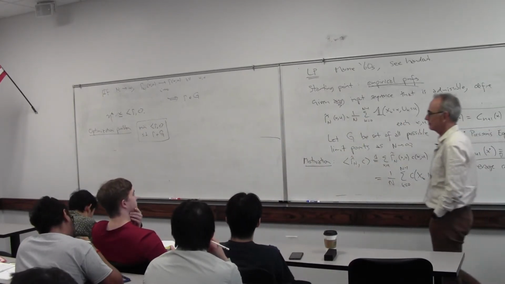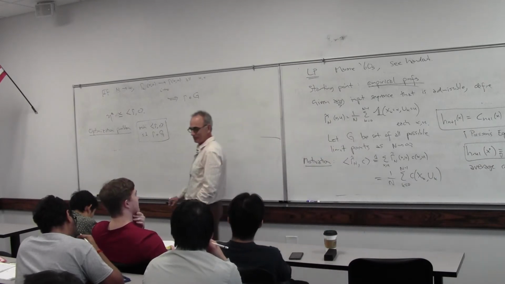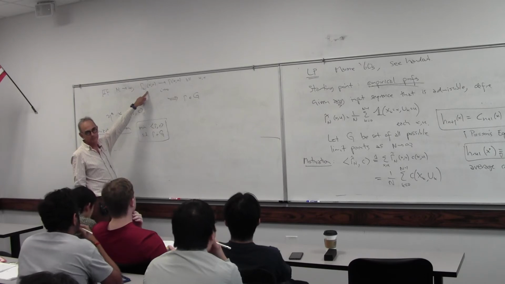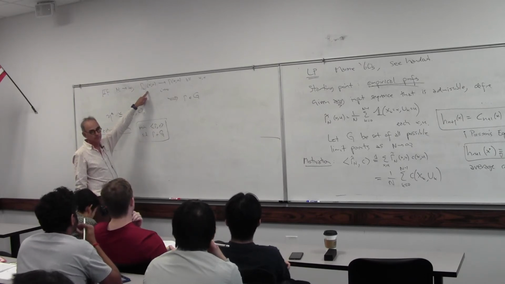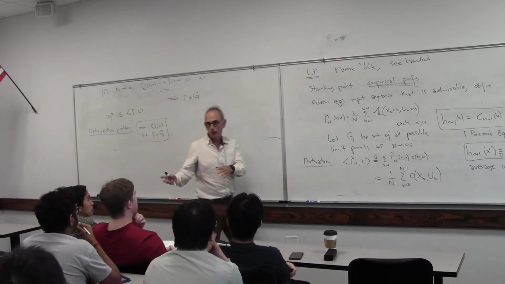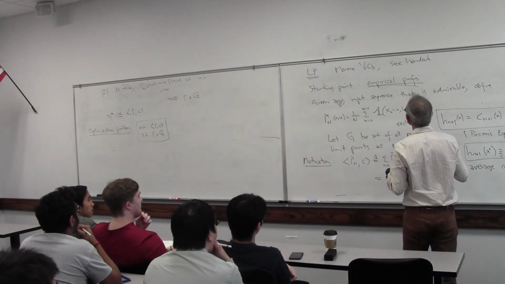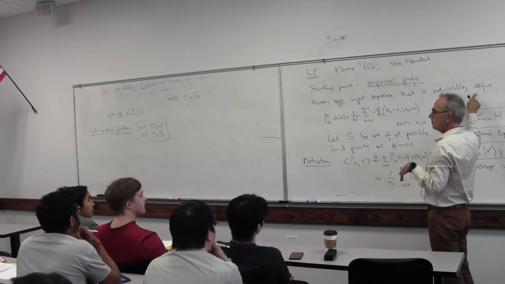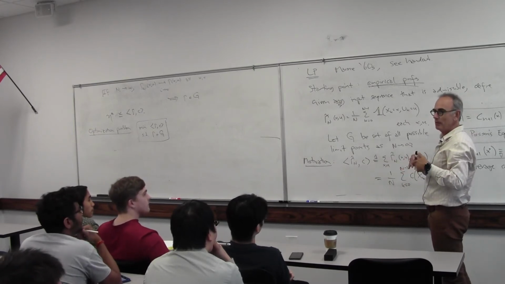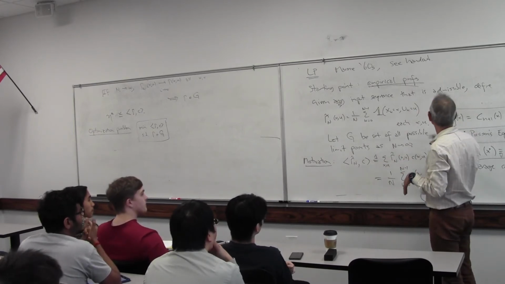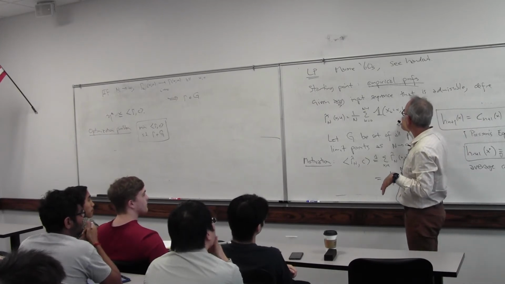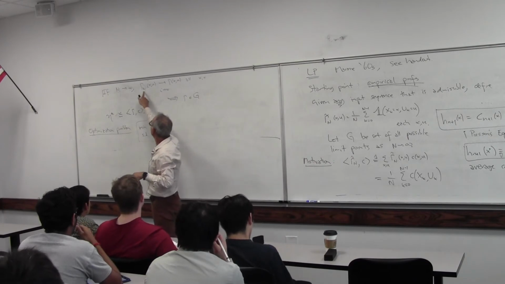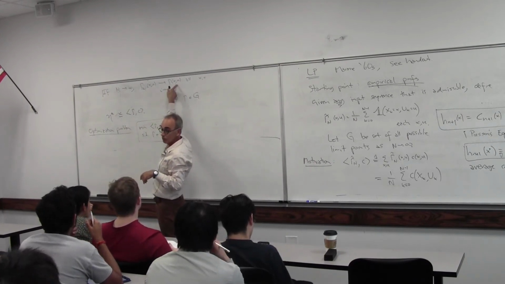Let G be the set of all possible limit points. You give me any admissible input sequence, and by admissible I mean it doesn't depend on the future, like we defined before. I look at this sequence of empirical distributions, and then I find every possible subsequential limit which converges.